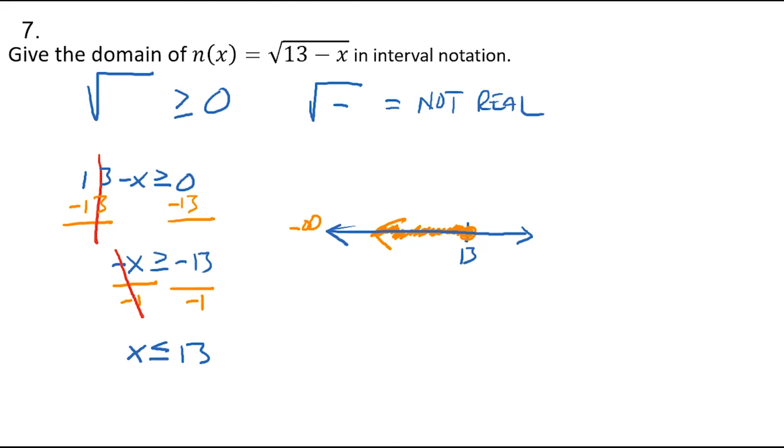Because they want this in interval notation, what this would look like is negative infinity, comma, up to 13, and because we're including 13, we'll have a bracket, and then we have a parenthesis around our negative infinity. So this is our domain of this particular function.